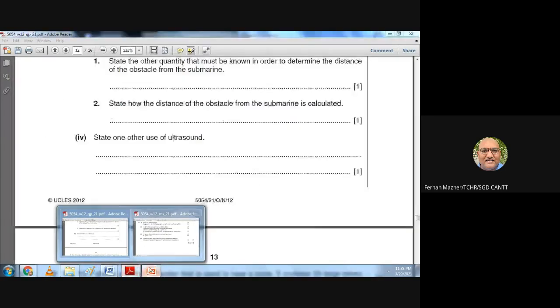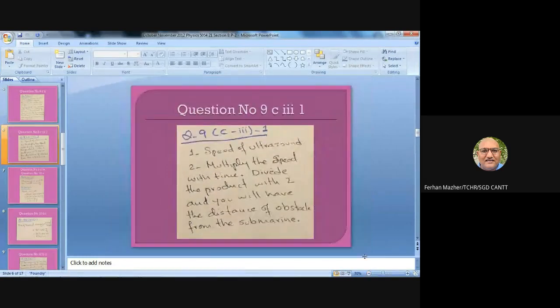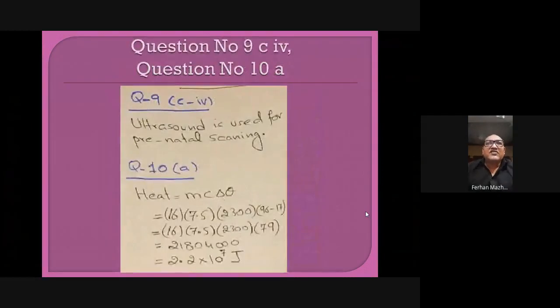Let me show you my answers. I have written my answers. So here we go. Speed of the ultrasound, that was the first part. Multiply the speed with time, divide the product by 2, and you will have the distance of the obstacle from the submarine. And the next one: ultrasound is used for prenatal scanning. Another use of the ultrasound is that it is used for the cleaning of jewelry.